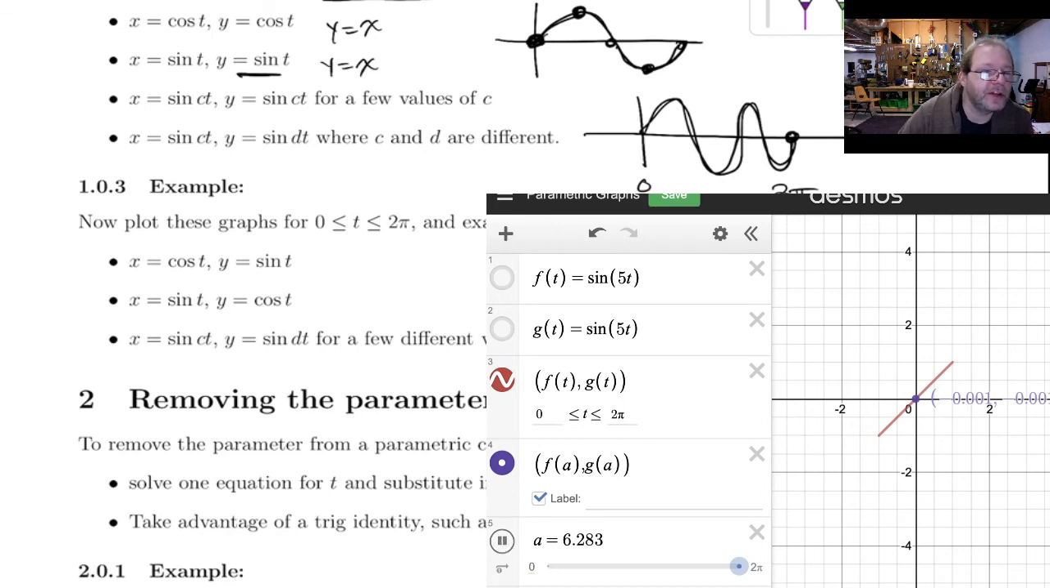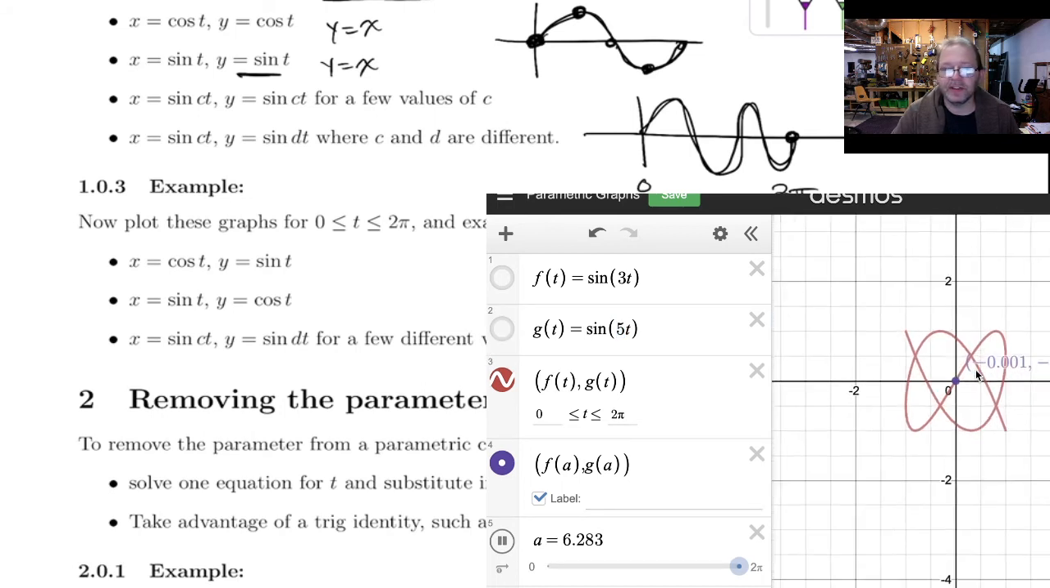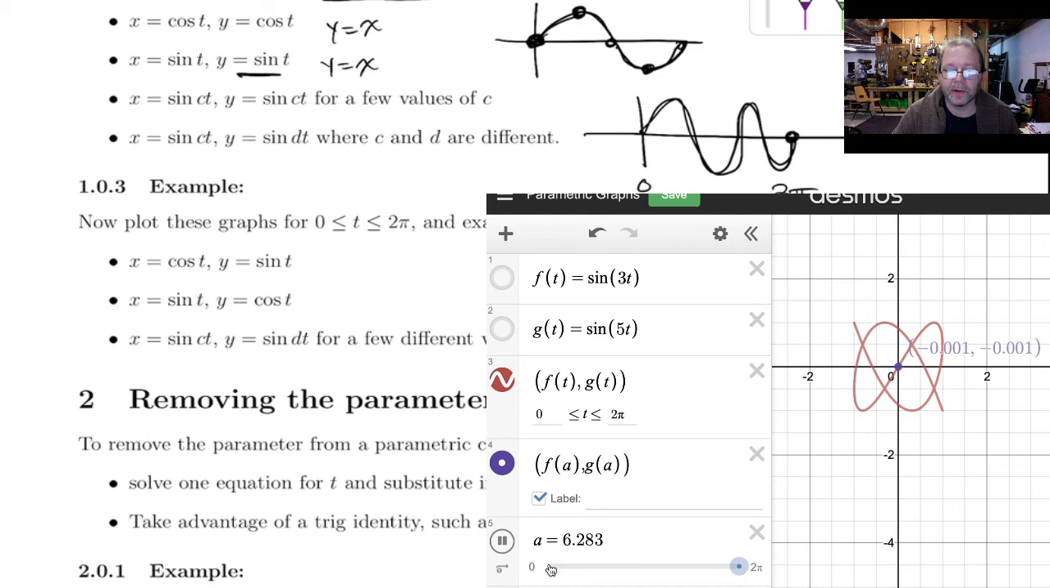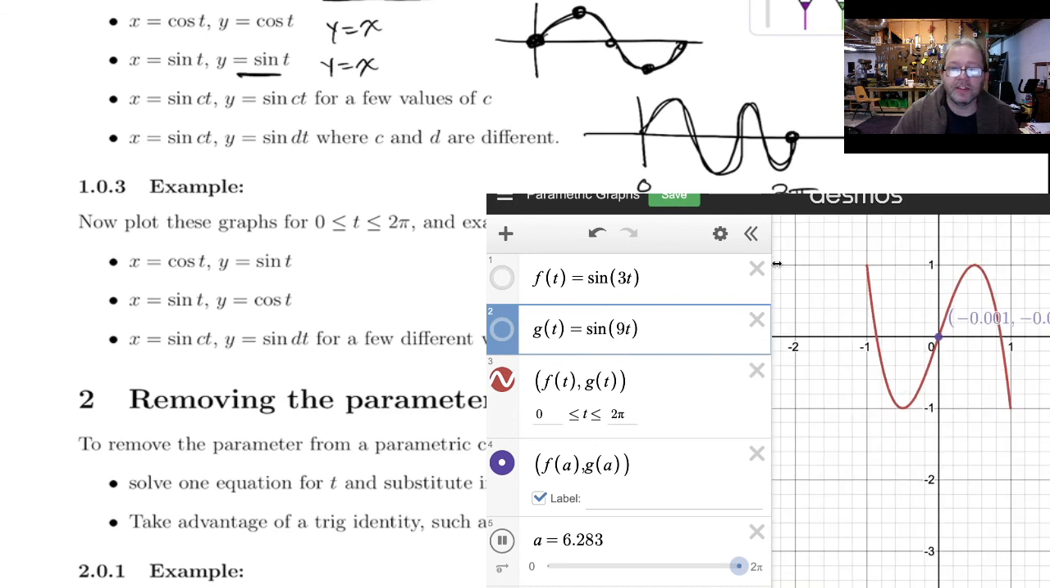And things get really fun down here on this last one where c and d are different. So if I've got sine of, say, 3t, and down here sine of 5t, we get this interesting shape here. If I put in a 3 and a 7, we get that. Notice an interesting thing happens here with 3 and 9. It goes back to this relatively simple looking thing. This is exactly the same thing we would get if we had sine 1 and 3 here.